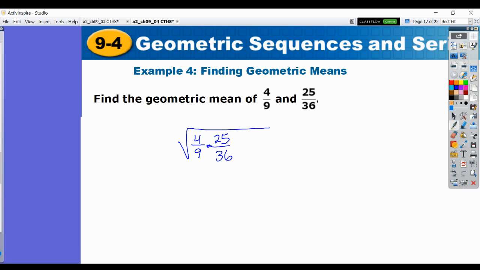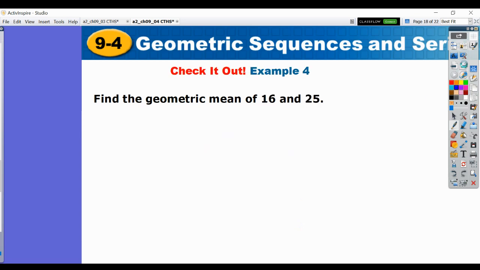So as long as you can type this in your calculator, you are set. The square root of 4/9 times 25/36. Math enter will be your friend here to turn it back into a fraction. That's it.